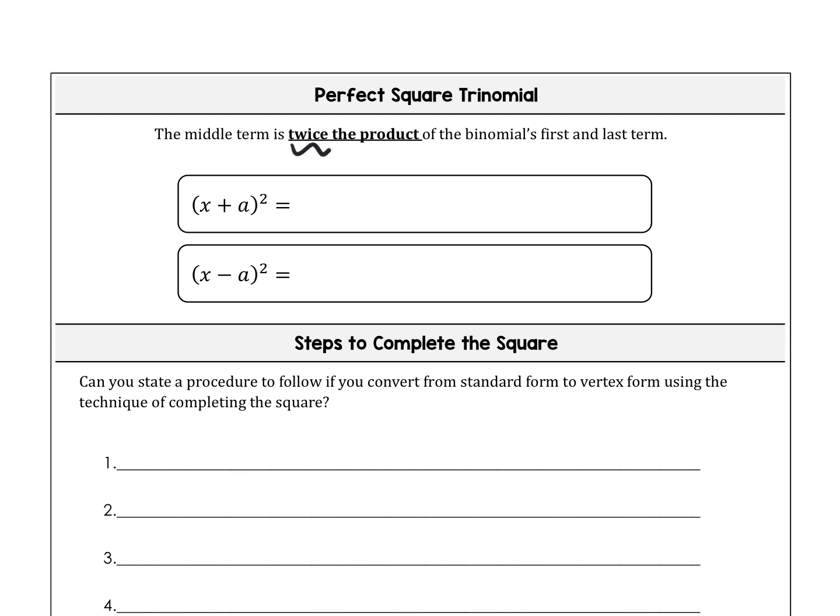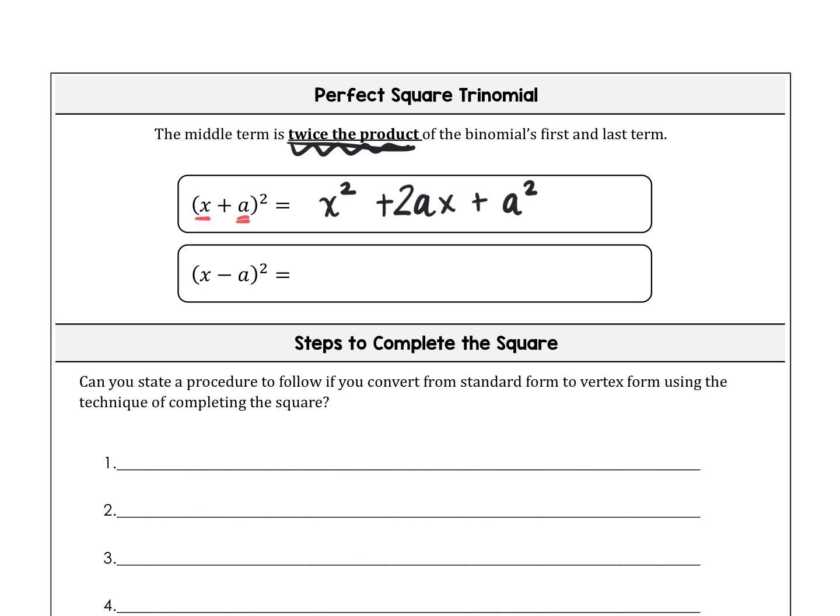This is a specific pattern where the middle term is twice the product of the binomial's first and last term. So what does that mean? If you've got x plus some value a, we've seen this a million times, that tells me that when I FOIL this out and combine like terms, I'm going to end up with x times x is x squared, x times a, which is a times x, but then I'll end up with another x times a, so that will give me 2 of them. And then, of course, the last term will be a times itself.